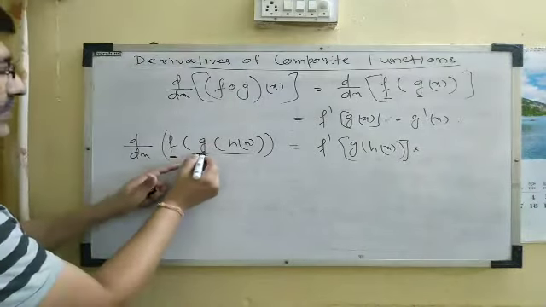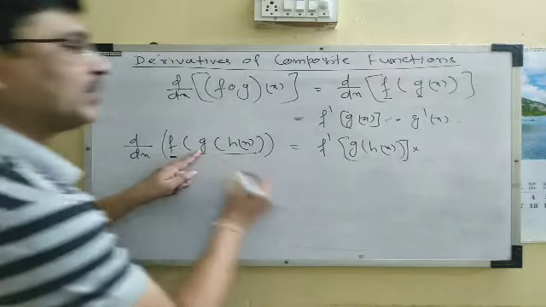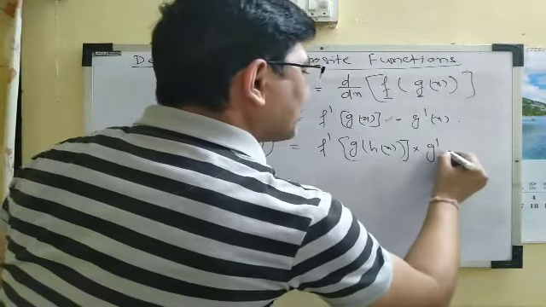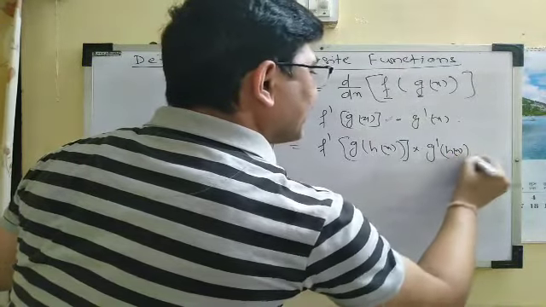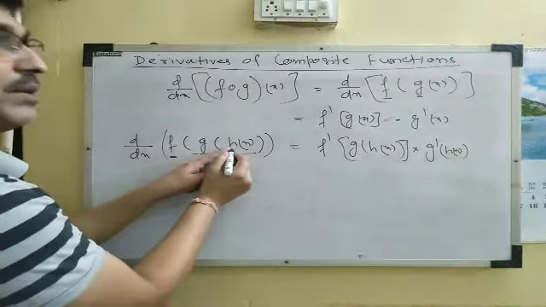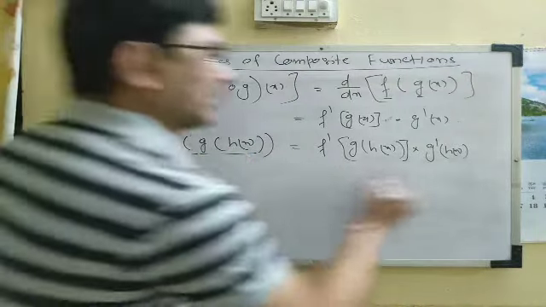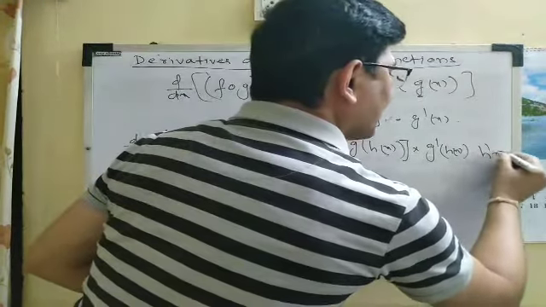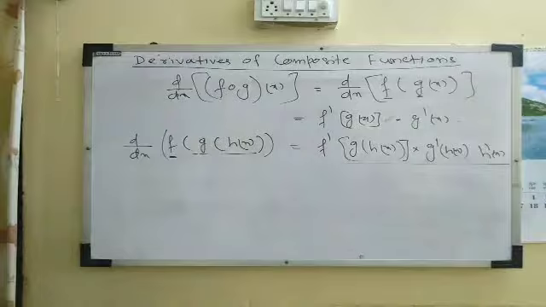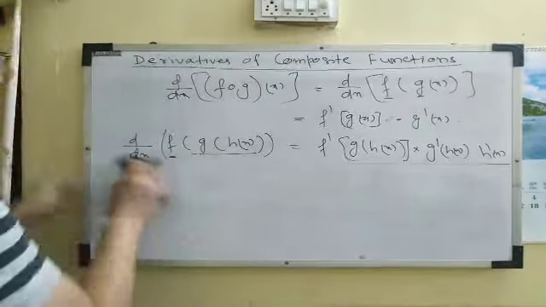Now we come to g. We differentiate g with respect to h of x. That means g dash of h of x. Now we come to h. So we differentiate h with respect to x, which gives h dash x. This is the derivative of this function. Okay, let us consider the same example.